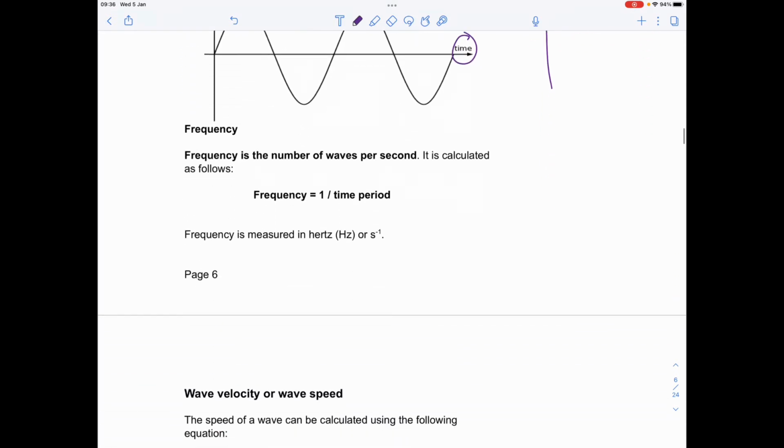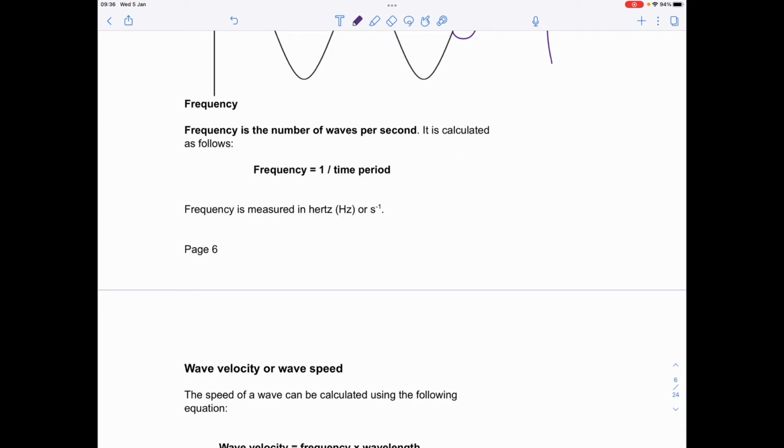The frequency is how many complete waves, the number of complete waves that pass a point per second. So this is related to per second rather than seconds. And because it's per second, it's the number per second rather than the number of seconds, it's the inverse of the time period. So we can use this equation here to calculate frequency. Frequency is 1 divided by the time period, or the inverse of the time period, the reciprocal of the time period, 1 over the time period.